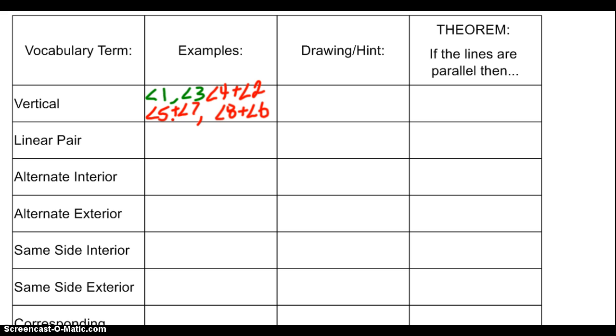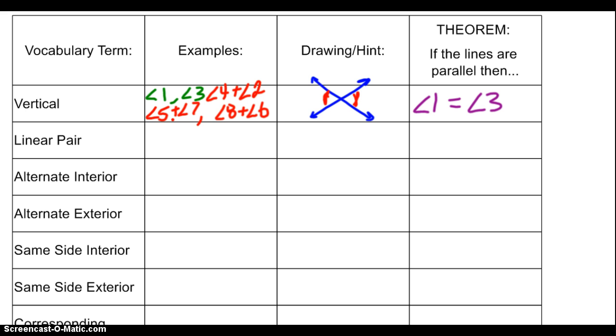Now let's draw a quick drawing so we remember what vertical angles look like. I like to draw two crossed lines, okay, and kind of highlight those vertical angles. And we have a special theorem that we can use with vertical angles. If you have two vertical angles and the lines are parallel, then the two vertical angles are congruent. They equal each other. But we already knew that. Let's write it down. Angle 1 would equal angle 3.